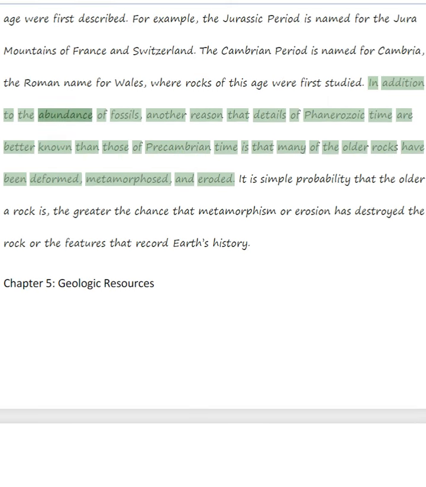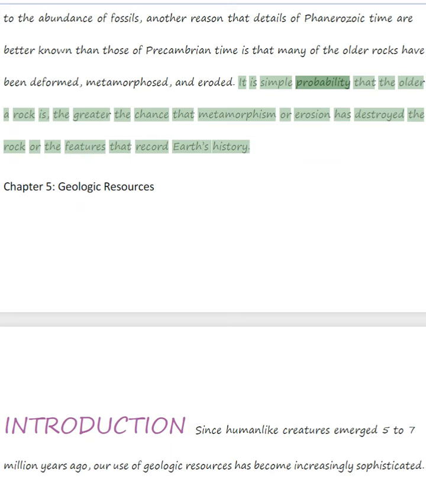In addition to the abundance of fossils, another reason that details of Phanerozoic time are better known than those of Precambrian time is that many of the older rocks have been deformed, metamorphosed, and eroded. It is simple probability that the older a rock is, the greater the chance that metamorphism or erosion has destroyed the rock or the features that record Earth's history.